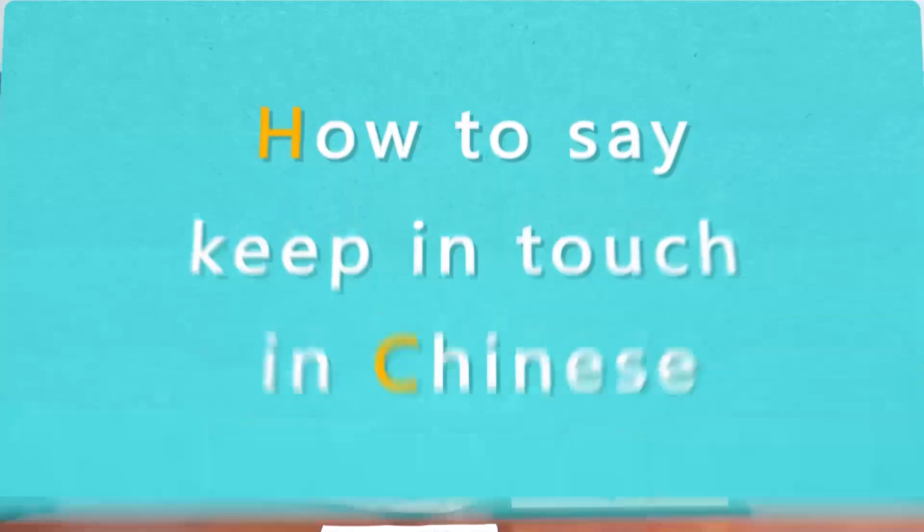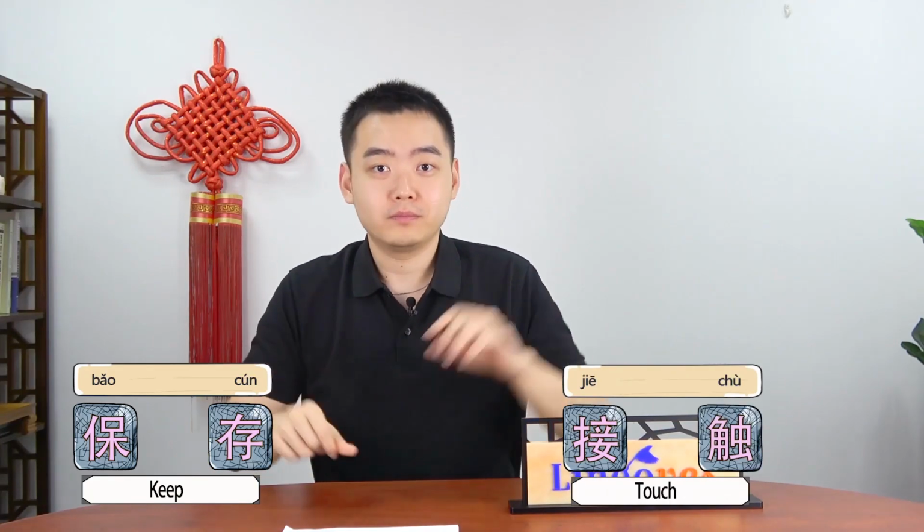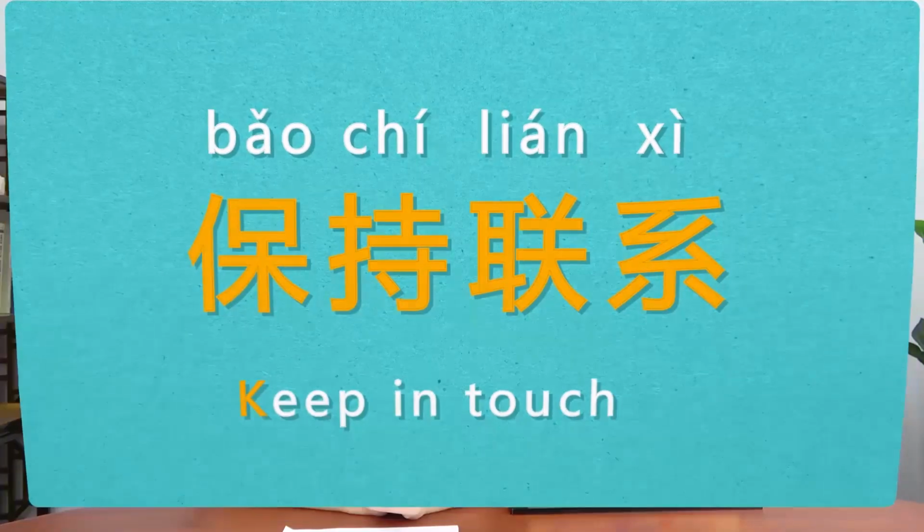This is Lingo. Yes, in this lesson we're going to learn how to say keep in touch in Chinese. Keep in touch. Keep is 保存. Touch is 接触. 保存接触 doesn't mean anything, right? So keep in touch in Chinese is 保持联系.